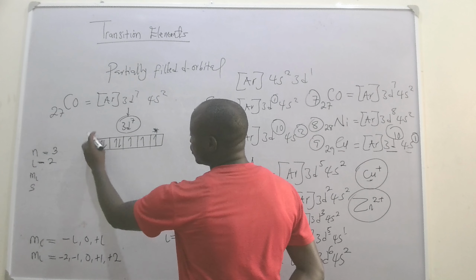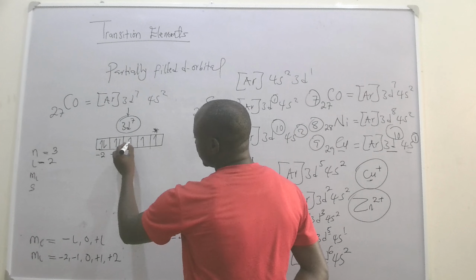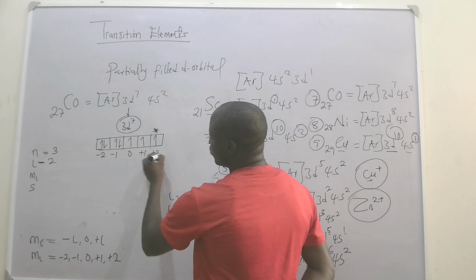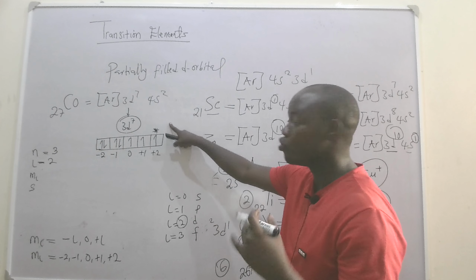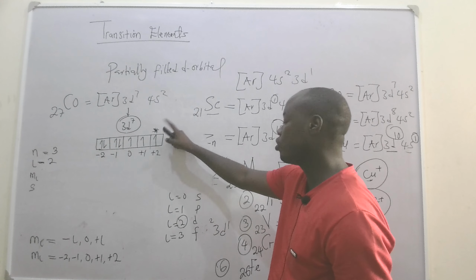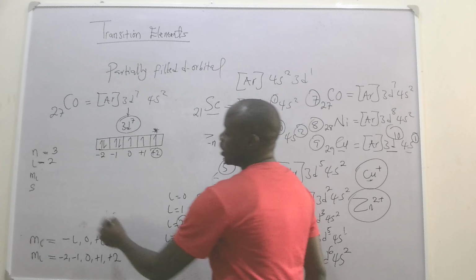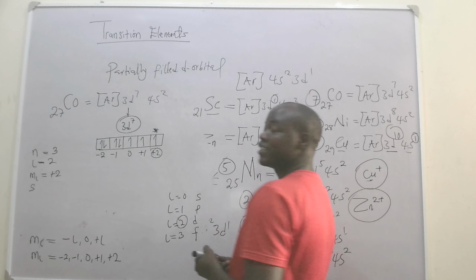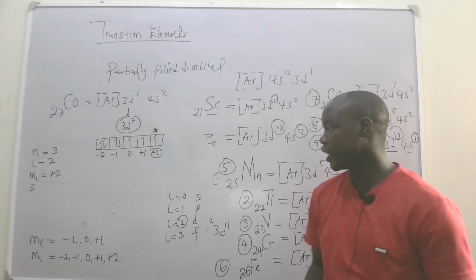So the first box here is your -2. The second one is your -1. The third one is 0. Then this one is +1, and this one is +2. Now, the 25th electron is on which orbital, which magnetic quantum number? It is at +2. So ML is equal to +2. I hope, ladies and gentlemen, this is very clear. Is that clear? Okay, excellent.